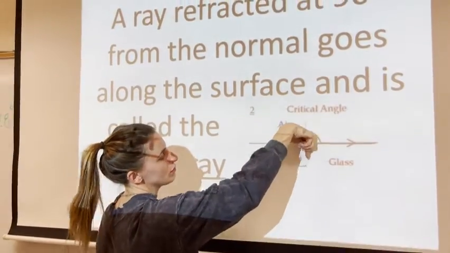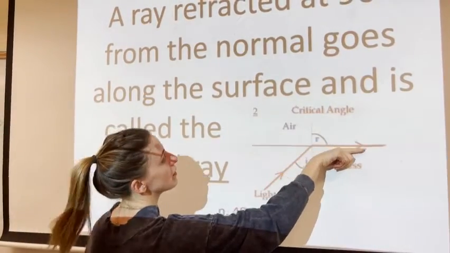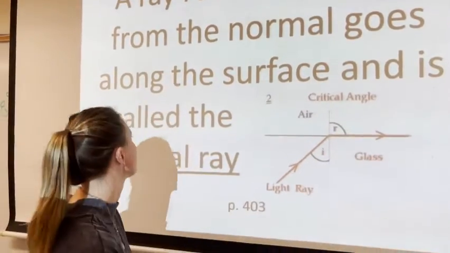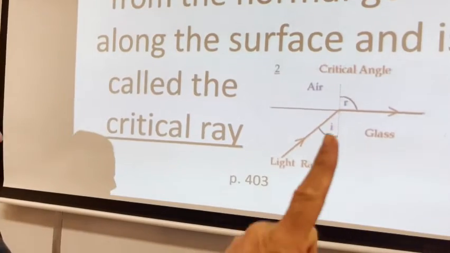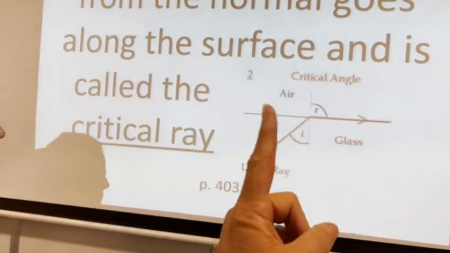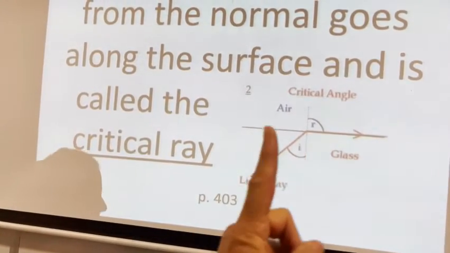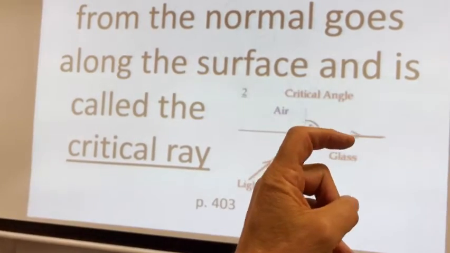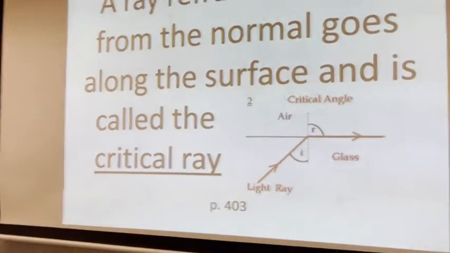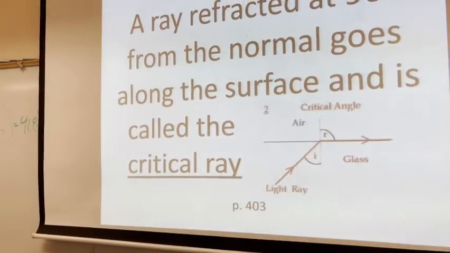Well, no, 90 degrees from the normal, right? Goes along the surface. And like in the What's the Matter with Barbie lab, we started at a shallow angle, and the ray was bending away from the normal. As we increased that angle, it bent more and more away from the normal, and it can't bend any more than 90 degrees. Otherwise, it can't get out of the glass.